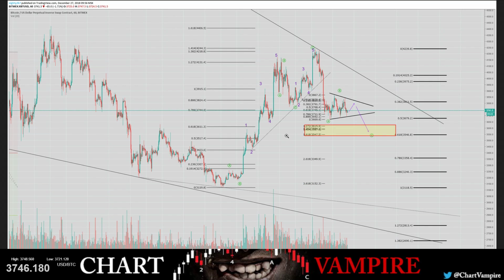Yep, 1, 2, 3, 4, 5. Yep, ABC, 1, 2, 3, 4, 5. Perfect. I like it. Okay. And then this would be your greater 5 wave. This C wave would be your greater 5 wave.